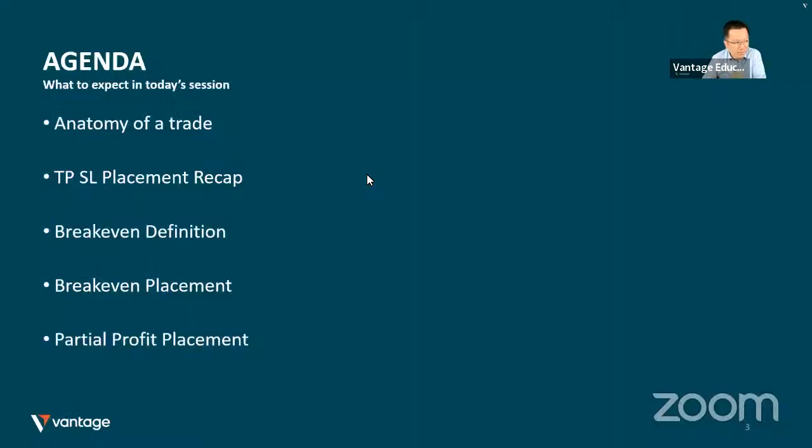With that, many things to cover through today. We'll be sharing with you the anatomy of a trade, right? What to consider when you're in a trade. Just do a quick recap on the previous session on take profit and stop loss placements. And then I'll share with you the idea of a break-even definition, where to put your stop loss, or when to consider moving your stop loss when you're in a trade towards a break-even level. And then also some possible ideas on a partial profit placement, right? When to consider taking partial profits.